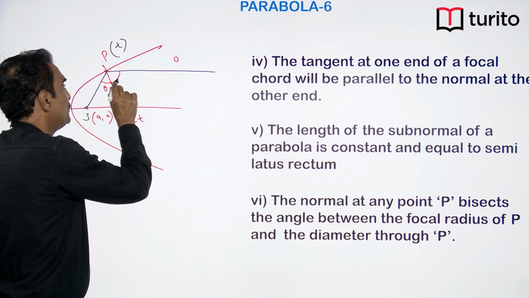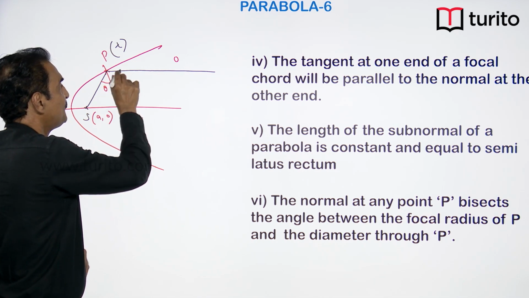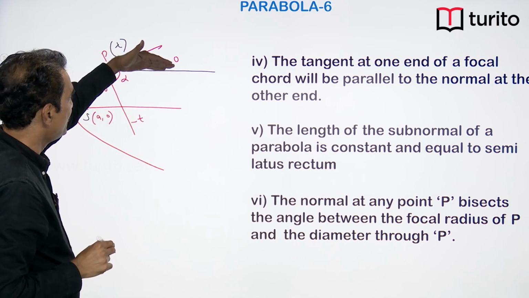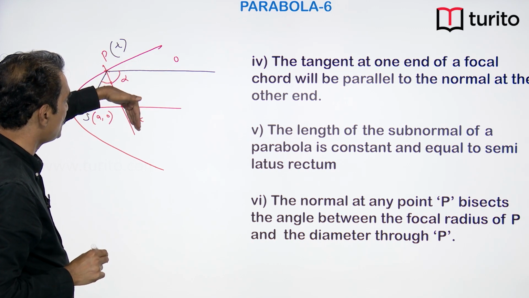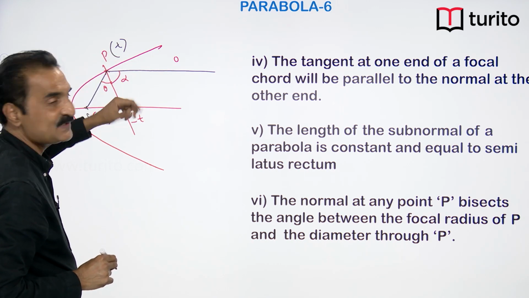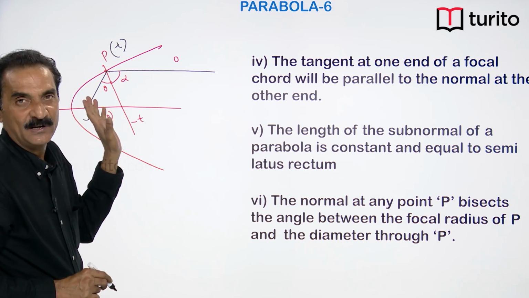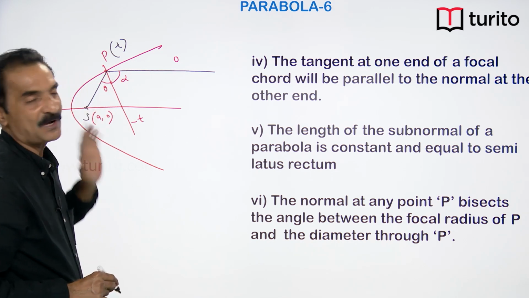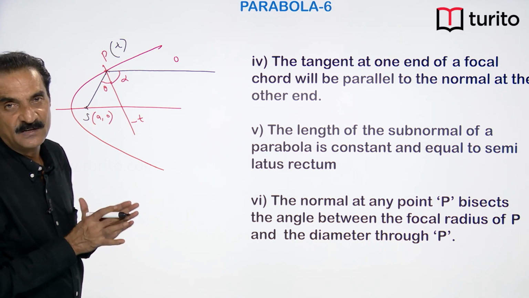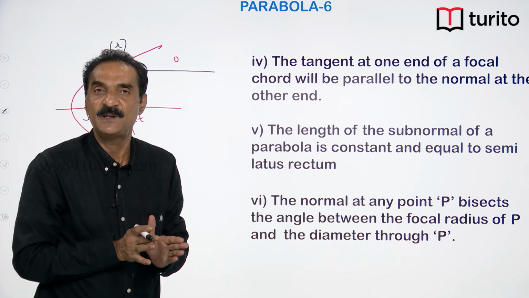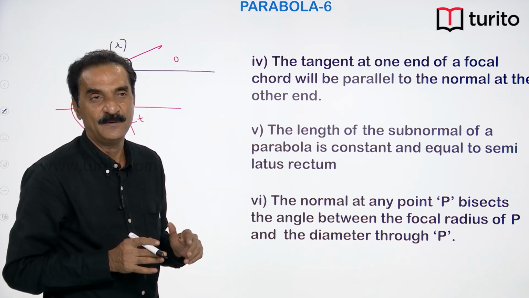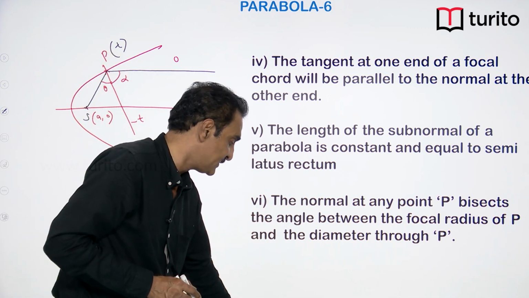Similarly, you find out tan of this angle. This slope is 0, this slope is minus t. So, tan alpha is t. You find tan theta, you will get t only. That means theta is equal to alpha. So, it is proved that normal bisects the angle between SP and diameter through P. That is given by this point.